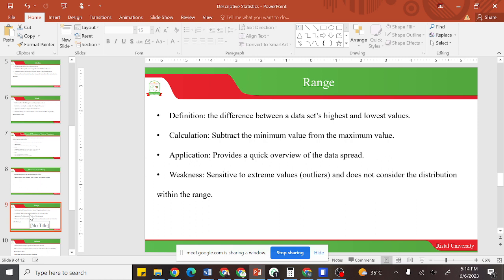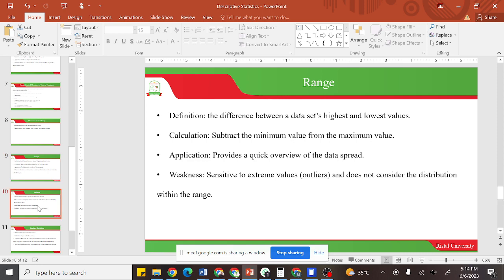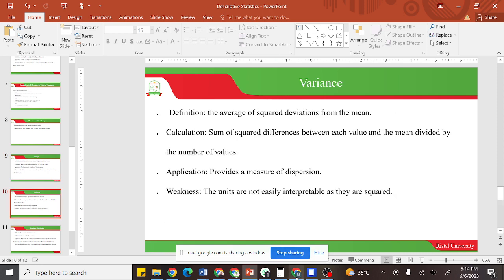So the range is basically the difference between the highest and the lowest value. You just subtract the minimum value from the maximum value. It is very quick. You can always tabulate that. It's very quick, but it is also sensitive to outliers, like we explained with the mean, and does not have considerations for the distribution within the range. So it just gives us the value, nothing much there. So that is the range. The next one is the variance.